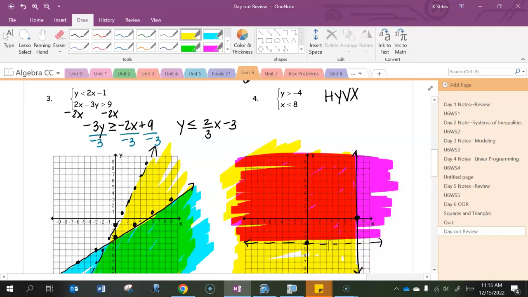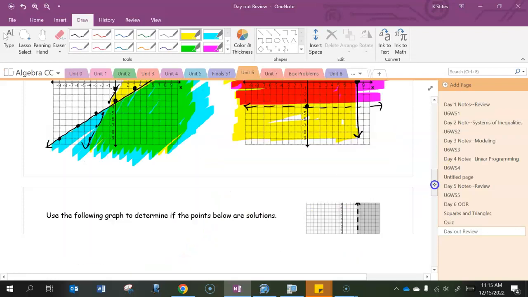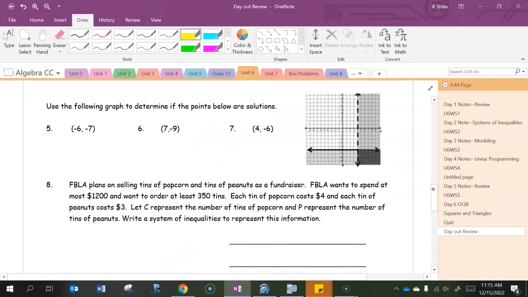Okay. All right, so now let's flip to the back. And here you're given a feasible region. It's this guy right here, the darkest part. And we're just going to see if these points are solutions. Remember, if you are a solution, you have to be in the shaded region or on a line of the shaded region, but it has to be a solid line.